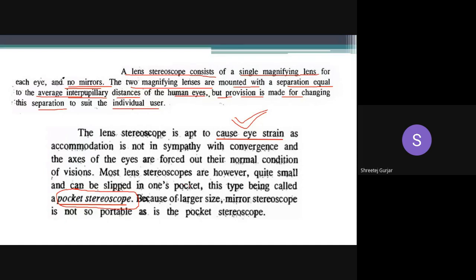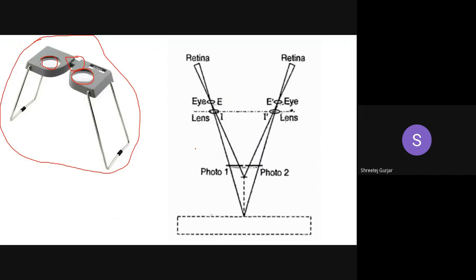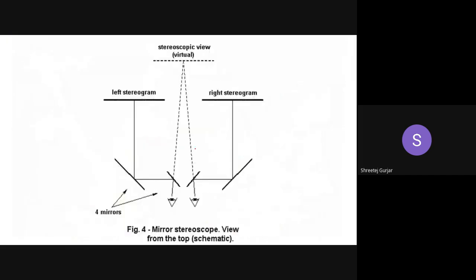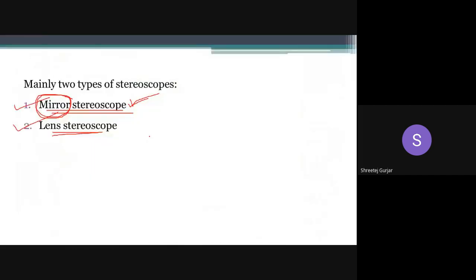So this is regarding your stereoscopes. We have learned regarding the lens stereoscope and the mirror stereoscope. Both of these we have covered. If you have not understood any of the working, or if you have any doubts, you can ask, regarding the mirror stereoscope and lens stereoscope.